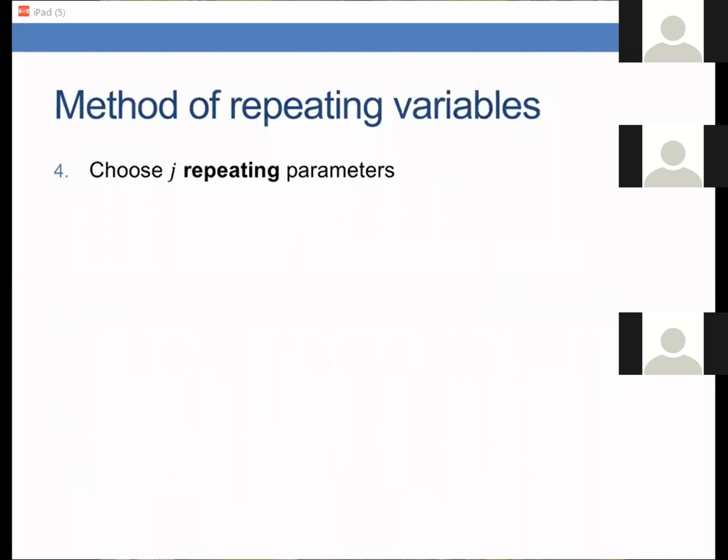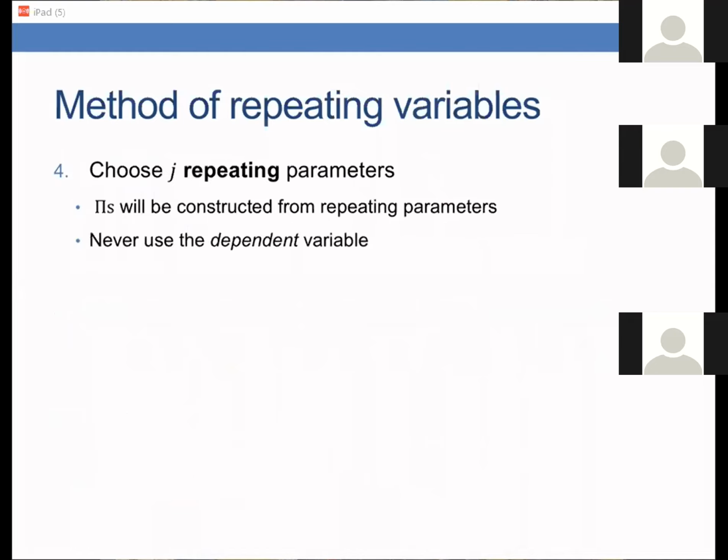Okay. So we're going to choose J repeated parameters. Remember, J was 3. And we're going to make the pi's out of those 3 repeating parameters. So of those parameters we mentioned at the beginning, we're going to pick 3 of them and use those to make our pi's. So we're not going to use the dependent variable. The dependent variable is the thing we care about.